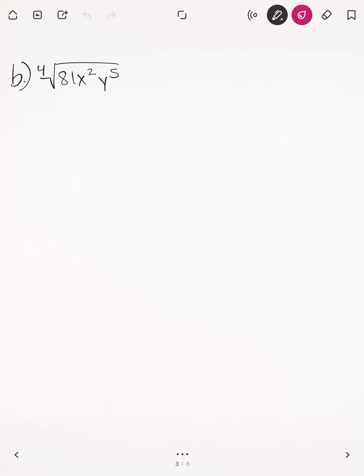I have the 4th root of 81x squared y to the 5th power. So I'm going to break down 81. I'm going to do this one off to the side. So 81, 2 does not go into it, but 3 does. 3 times 27, 3 times 9, 3 times 3. We are looking for groups of 4. So I have 1, 2, 3, 4. So this is a perfect 4. So the 4th root of 81 is 3.